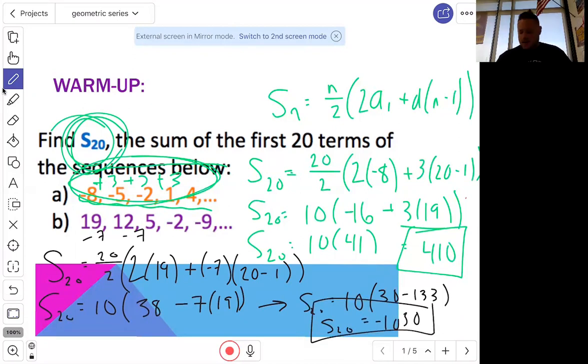So you may be asking yourself, what the heck? How do I have a negative answer? I thought I'm adding up all the numbers. Well, yeah, but if you notice right here, these numbers are going down, and there's going to be a whole heck of a lot more negative numbers than positive. So that's why you have a negative answer.